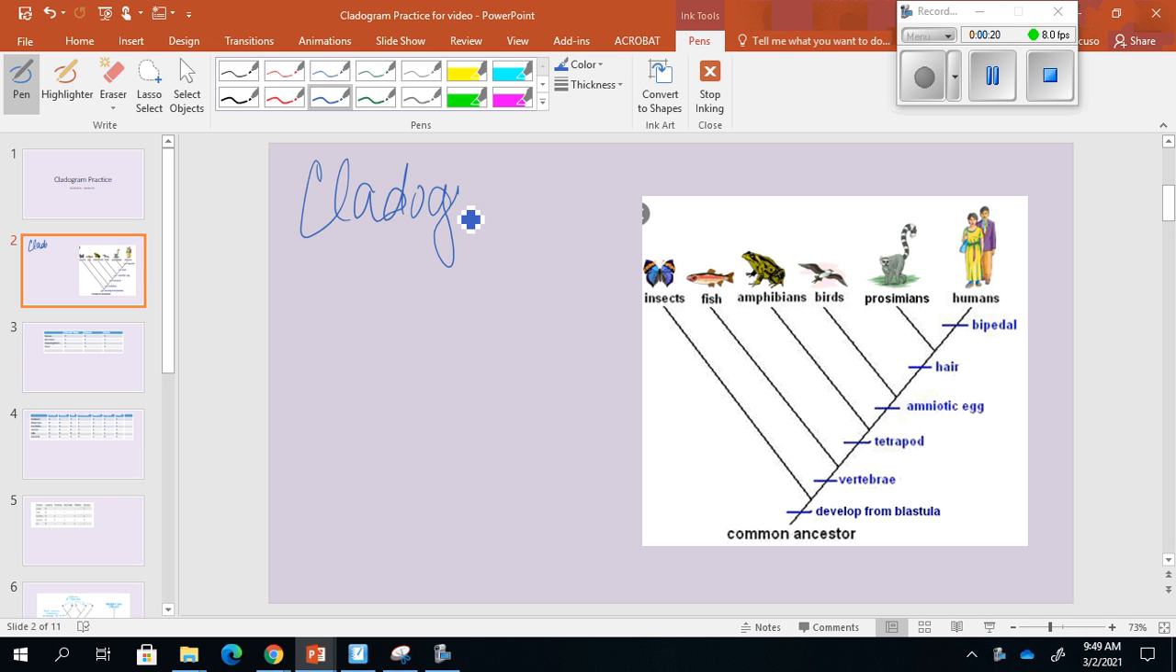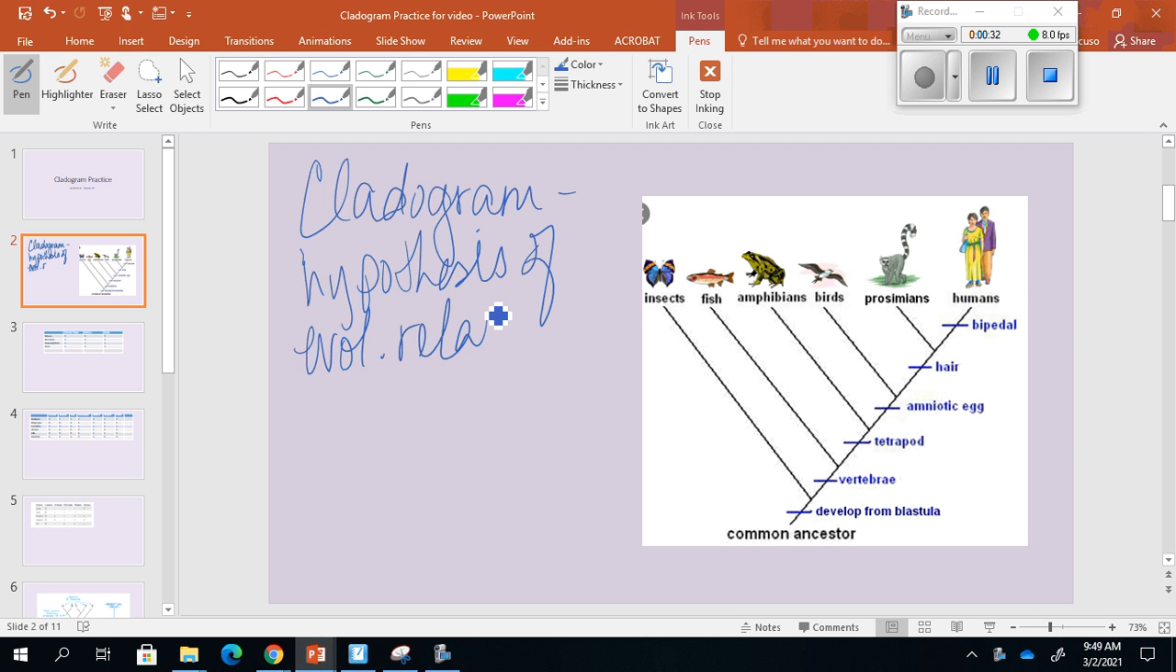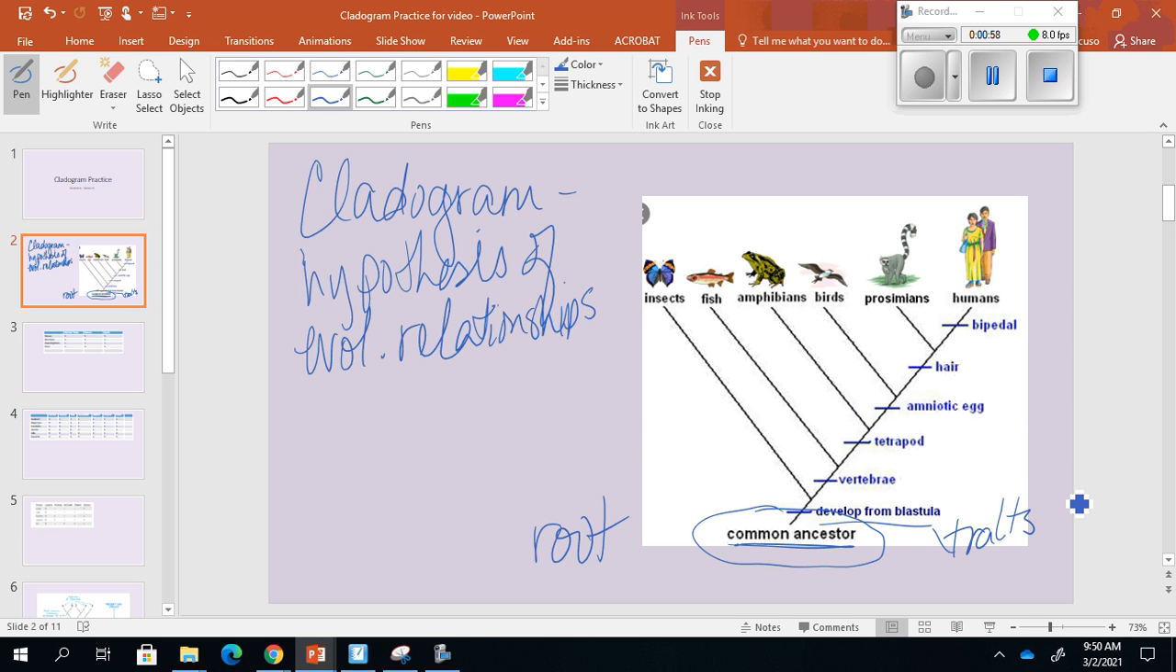And so the basis of this is that you want to have a hypothesis of the evolutionary relationships. So if I look at this cladogram right here, I can see that at the bottom, you always have your root, and that is your most common ancestor of all. So this common ancestor is the same for everybody on the tree. But as you go up, we have different traits. And these traits are what distinguish, and everything above it has to have that trait.